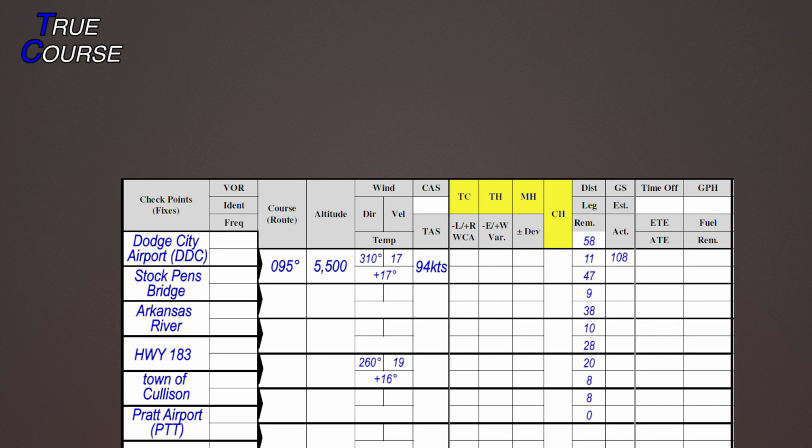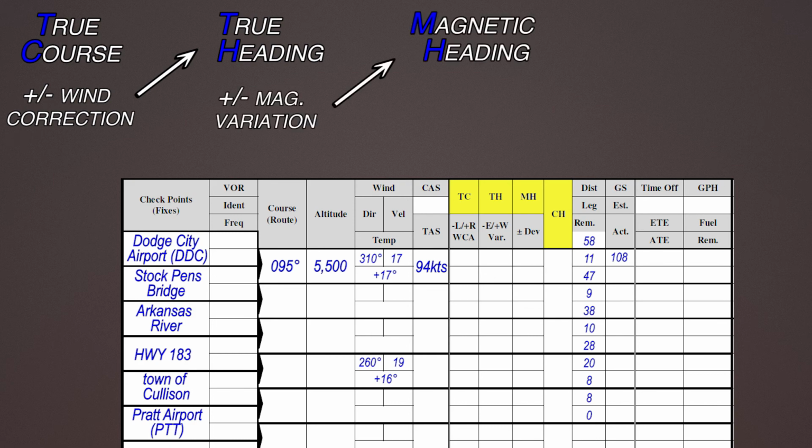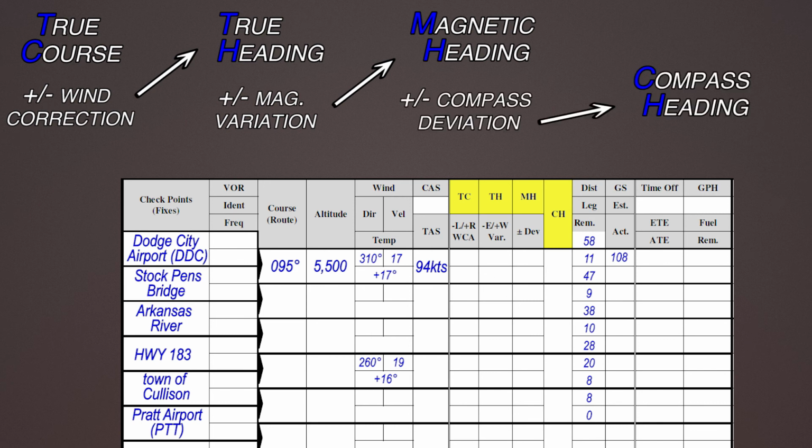If you take your true course, that course that's based on true north, and you add a wind correction angle to it, you end up with a true heading, or a heading based on true north. Then if you add the east and west magnetic variation, now you end up with a magnetic heading. Then the very last thing we have to do is add the compass deviation, and you get a compass heading. So now you have a heading to fly when you go and do your cross country.